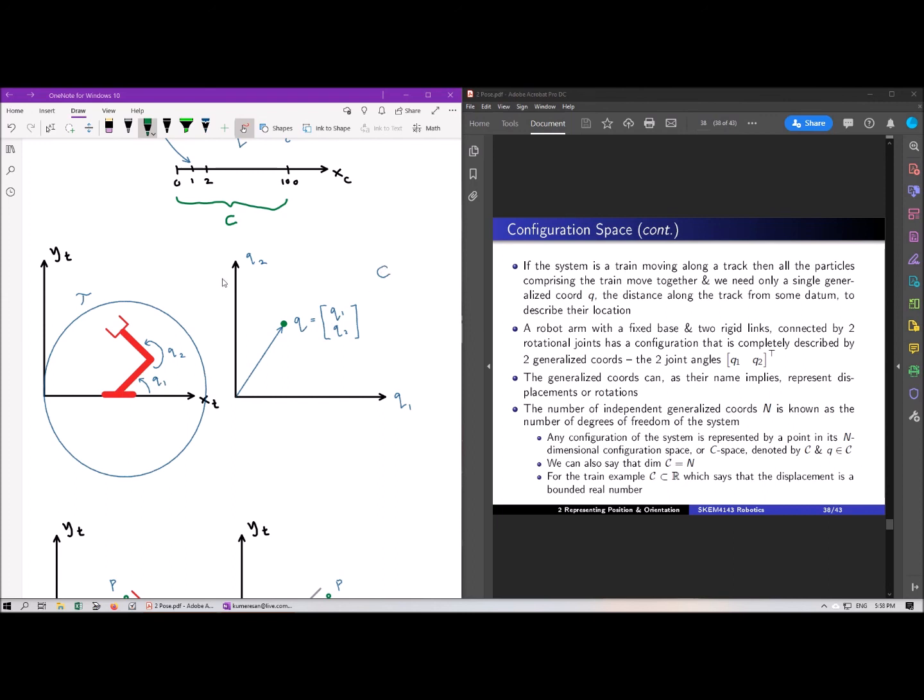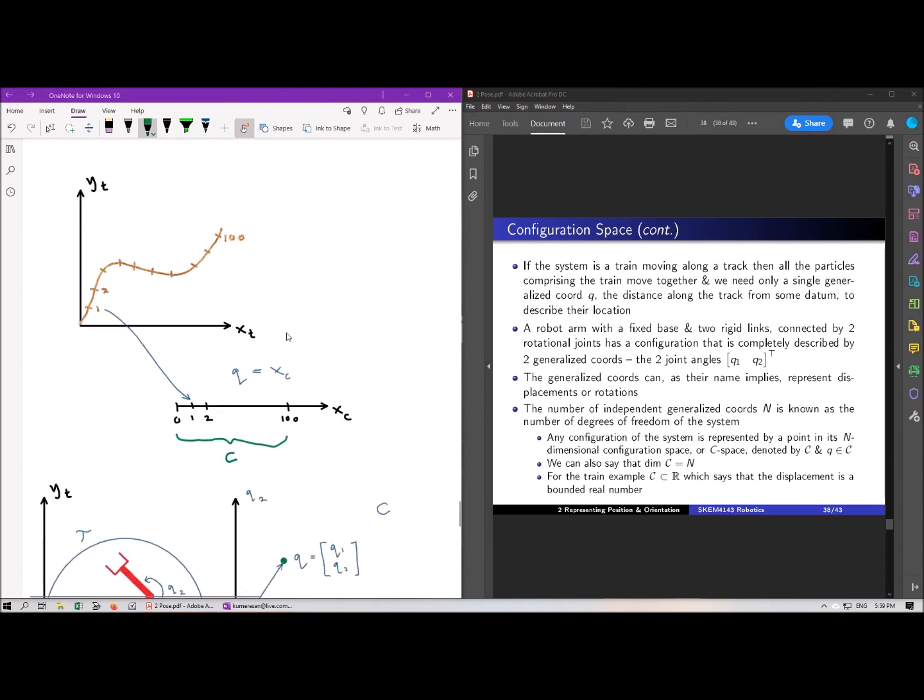So C is a bounded space in this two-dimensional space. The generalized coordinates, as the name implies, can represent displacement or rotation, as we have seen, and the number of independent generalized coordinates n is known as the number of degrees of freedom of the system. So here the n is 1. So in our simple train system, the degree of freedom is 1.